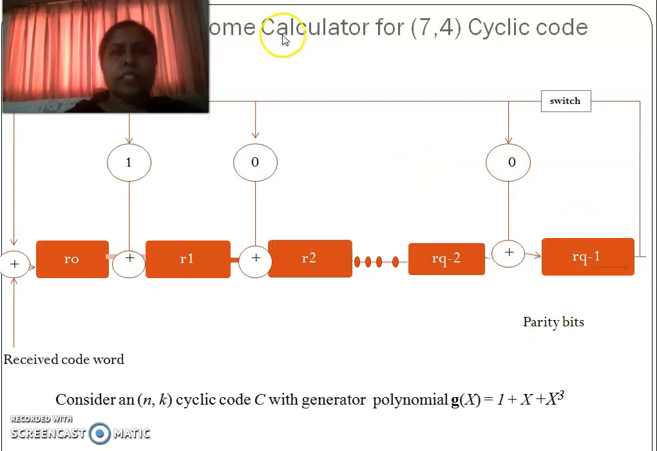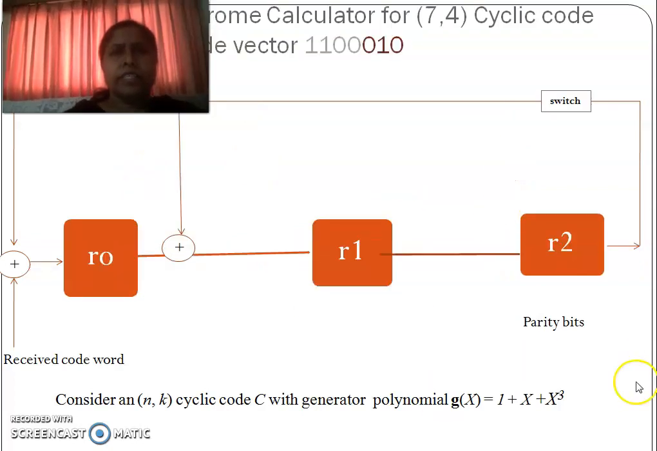And let us do syndrome calculation for a given example, that is the (7, 4) cyclic code. So the generator polynomial taken is 1 plus x cubed. Comparing this with the generic equation, we get the values for g1 to be 1, g2 to be 0, and so on. Since g0 is 1, you have this feedback path. So we need only 3 registers. The hardware connection looks like this for this given problem.